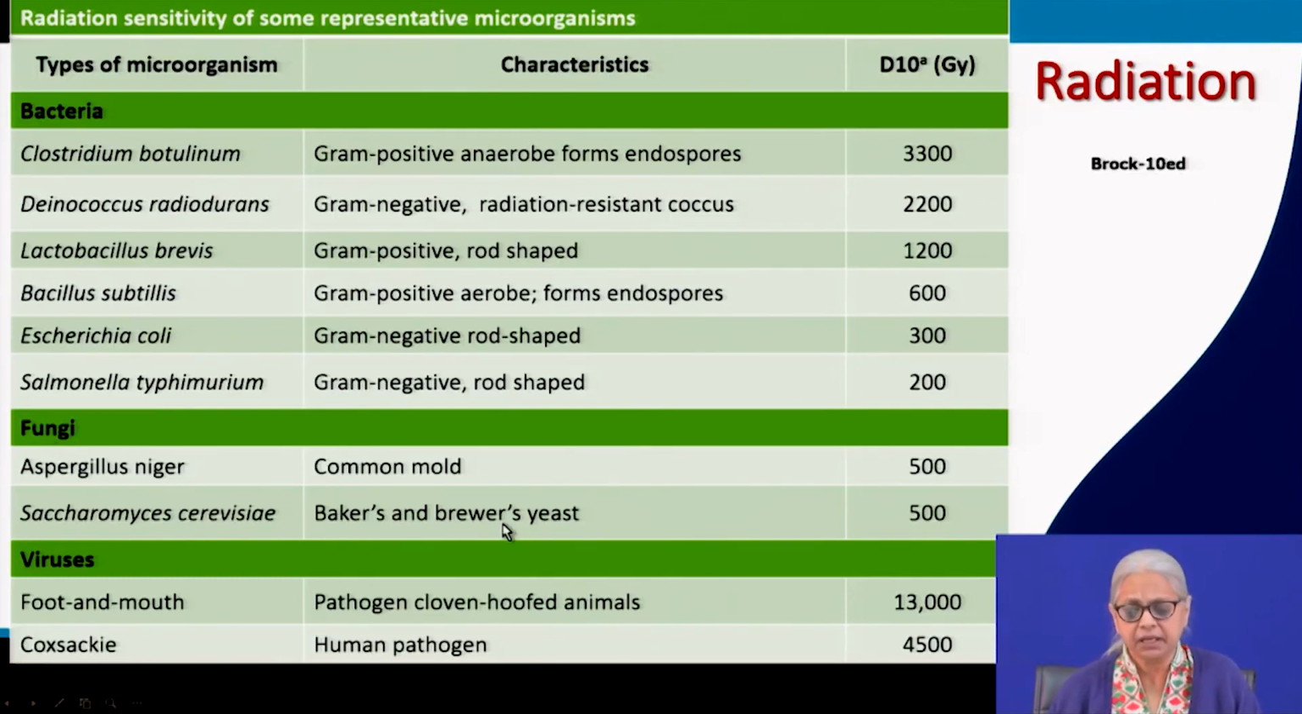Then we have fungi. These fungi, we have Aspergillus, which is the common mold. We have yeast. They have about 500 grays, which is again much higher than any human being. Then we have viruses, foot and mouth disease causing viruses, Coxsackie viruses. You can see the range that they can withstand.